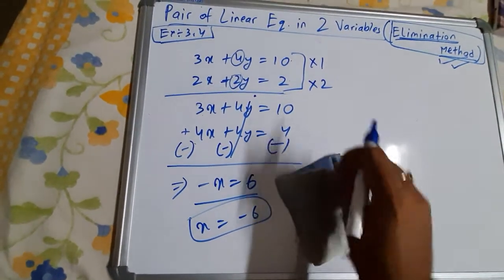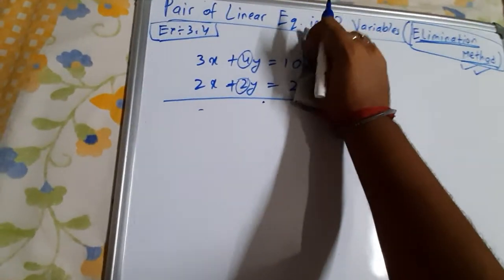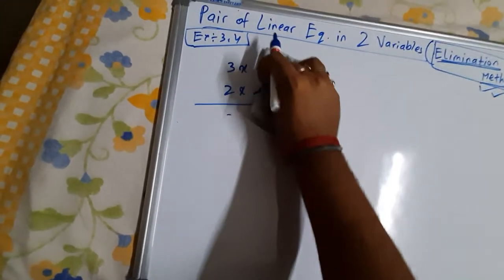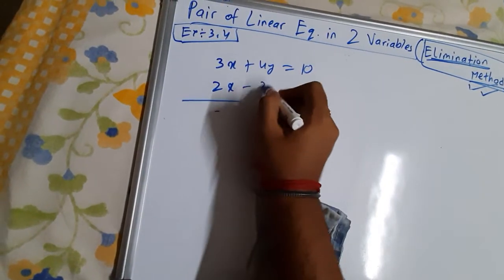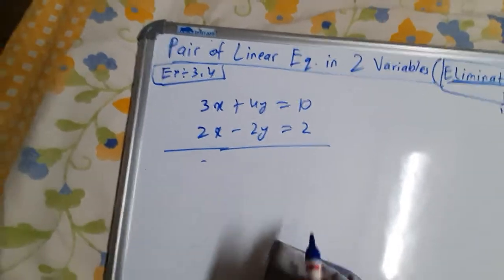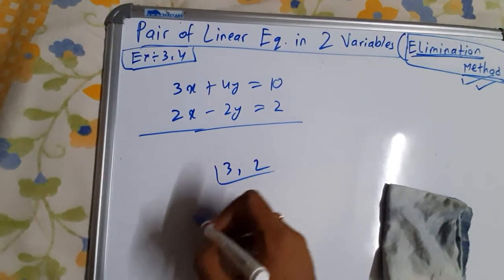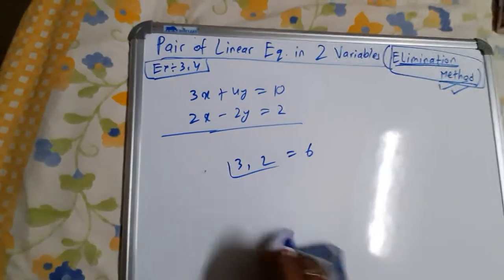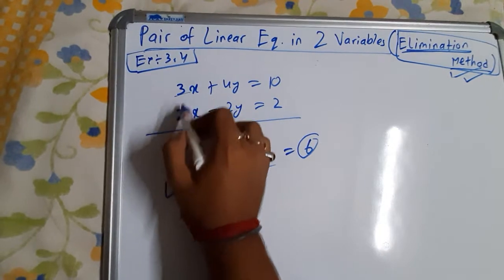Another type of deviation is, suppose you want to eliminate x, not y. Suppose over here you have 3x plus 4y equal to 10 and 2x minus 2y equal to 2. This was our equation. Suppose you want to eliminate x. So x has coefficients 3 and 2. Now take the LCM of 3 and 2. What is the LCM of 3 and 2? It's actually 6. So we have to make this one 6 and this one 6.